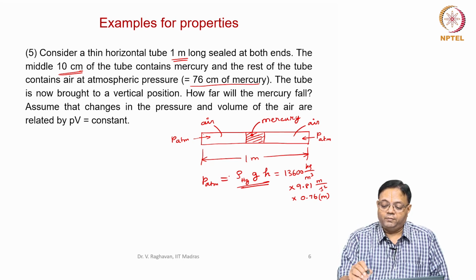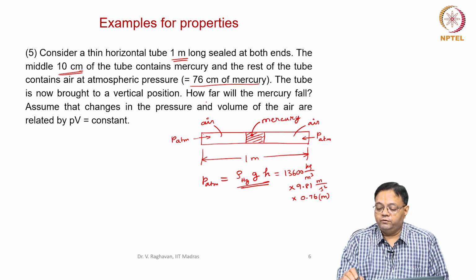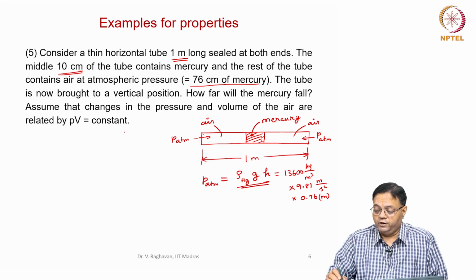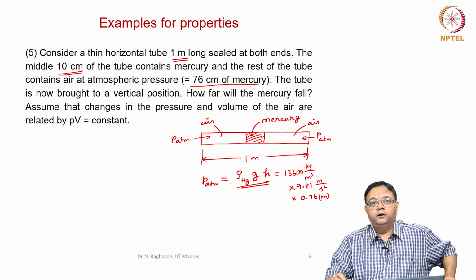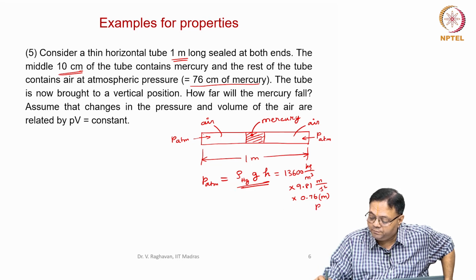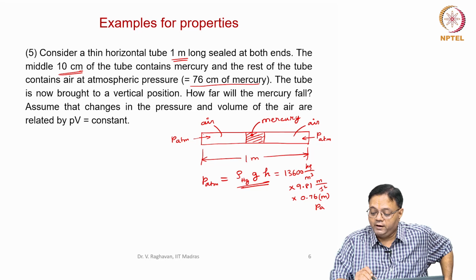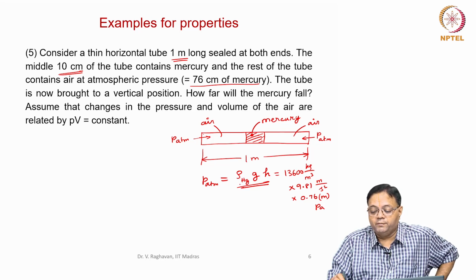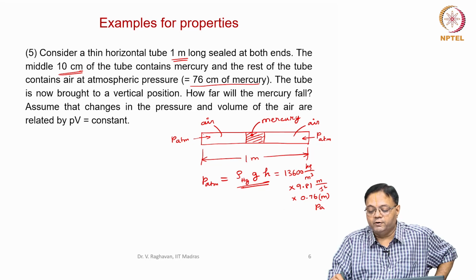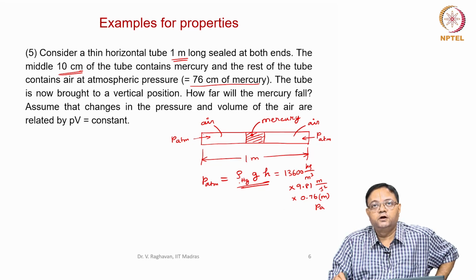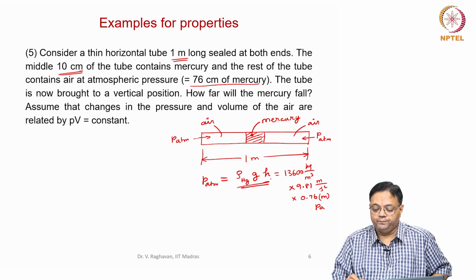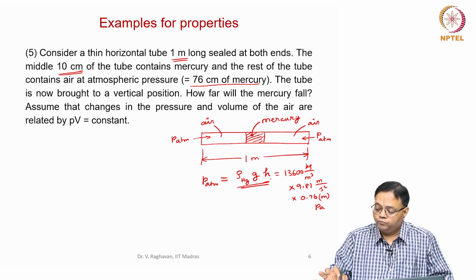So atmospheric pressure can be given in terms of height of water column or height of mercury, etc. So when it is given, then the pressure in pascals can be found by using this rho g h. If it is mercury, the density of mercury should be used. If it is water, water's density should be used, and whatever the height is. Okay, now this is the scenario.